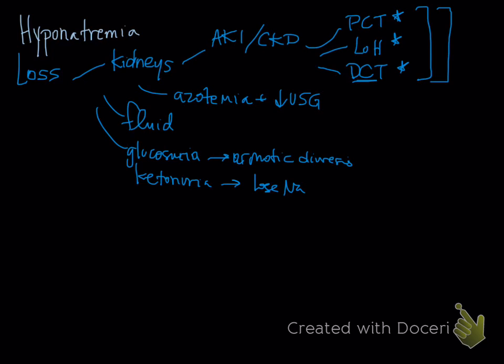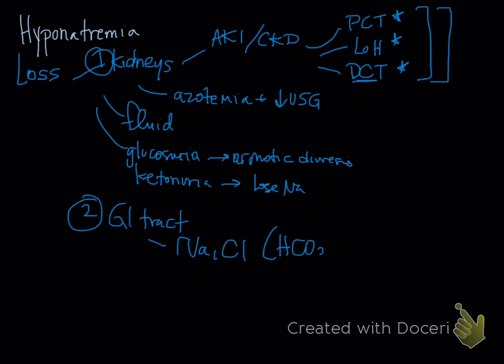So loss could be in the kidneys, that's our first place. And our second place is the GI tract. And the GI tract is a little bit harder. And the reason it's a little bit harder is because you lose sodium and you lose chloride. But you also often lose something called bicarbonate.